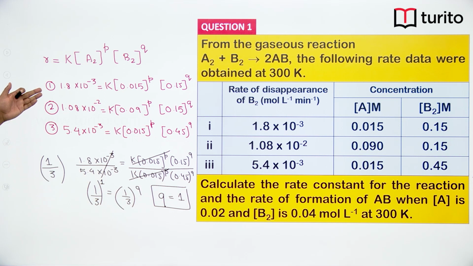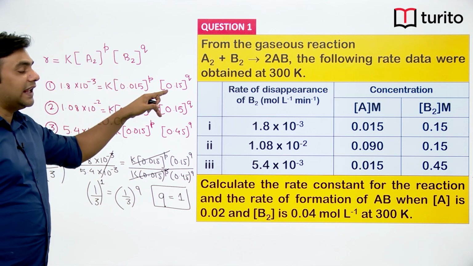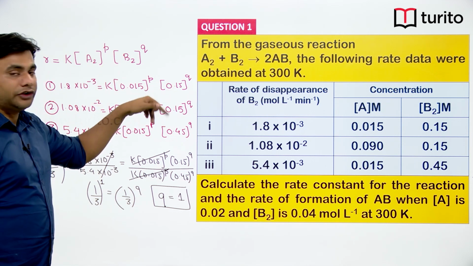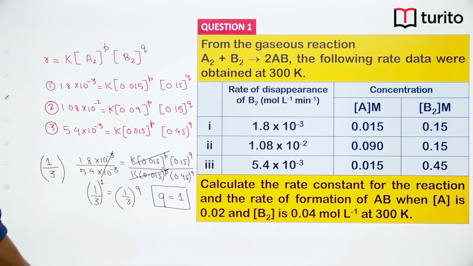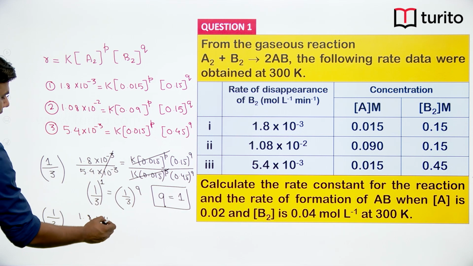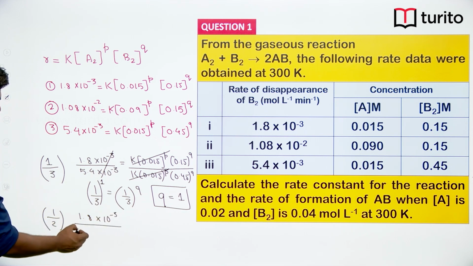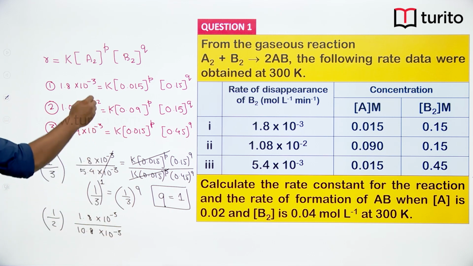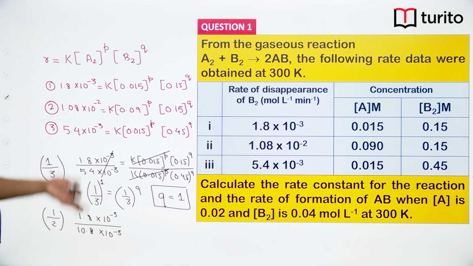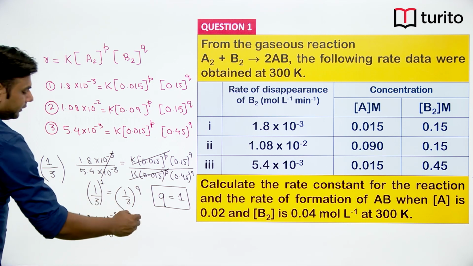Similarly, if you look at the data, if we divide say 1 and 2, okay. So if you divide 1 and 2, you can easily see that the concentration of B2 is not changing, okay. The concentration of only one of the reactants, that is A2, is changing. So when you divide 1 and 2, so basically we get 1.8 into 10 raised to minus 3. Okay, I can write this as 10.8 into 10 raised to minus 3. I have done that so that the factor becomes equal, so that we can cancel out easily.